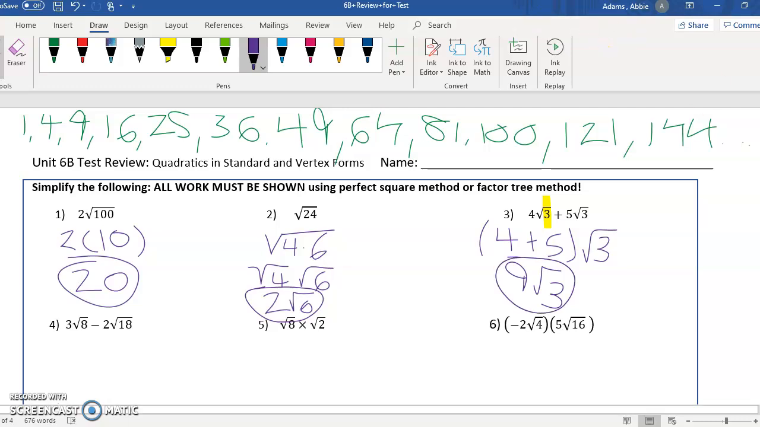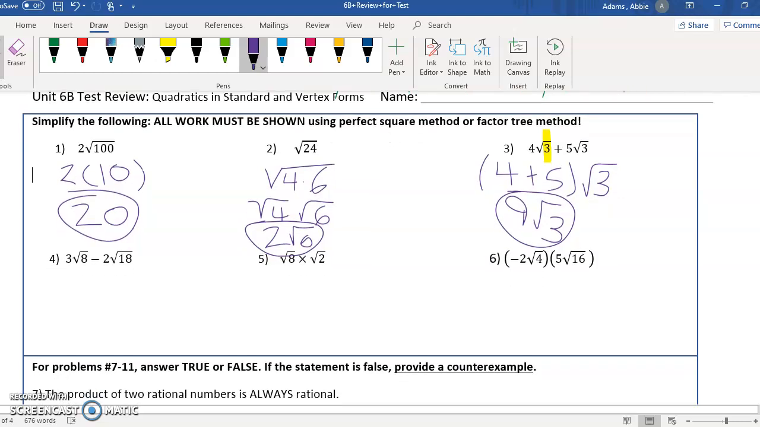Now let's look at number 4. So we're doing subtraction, so we want them to have the same radical once again. But looking at number 4, they do not have the same radical. We've got 3 times the square root of 8 minus 2 times the square root of 18. Let's see if we can simplify these a little bit to where they would have the same radical.